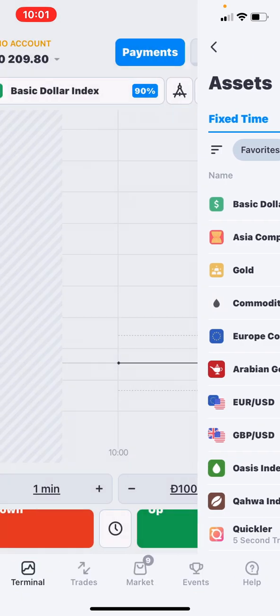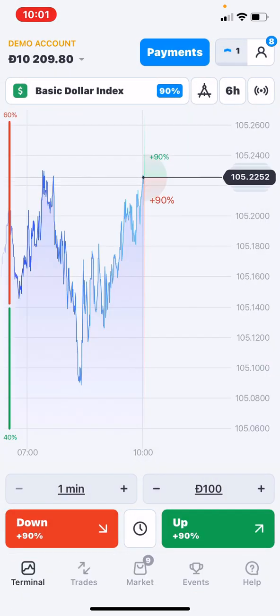And about fixed time, fixed time is all about giving an accurate time at which the market will fall or rise.